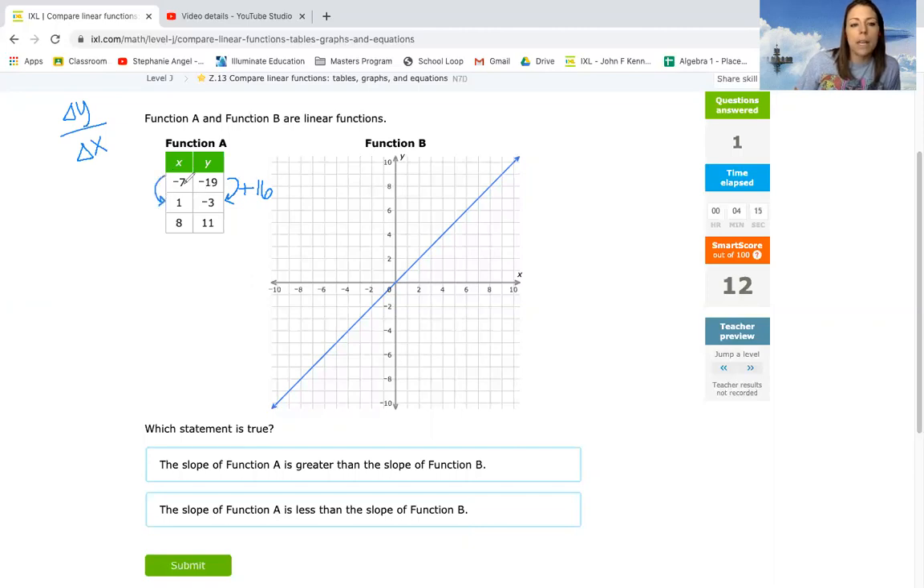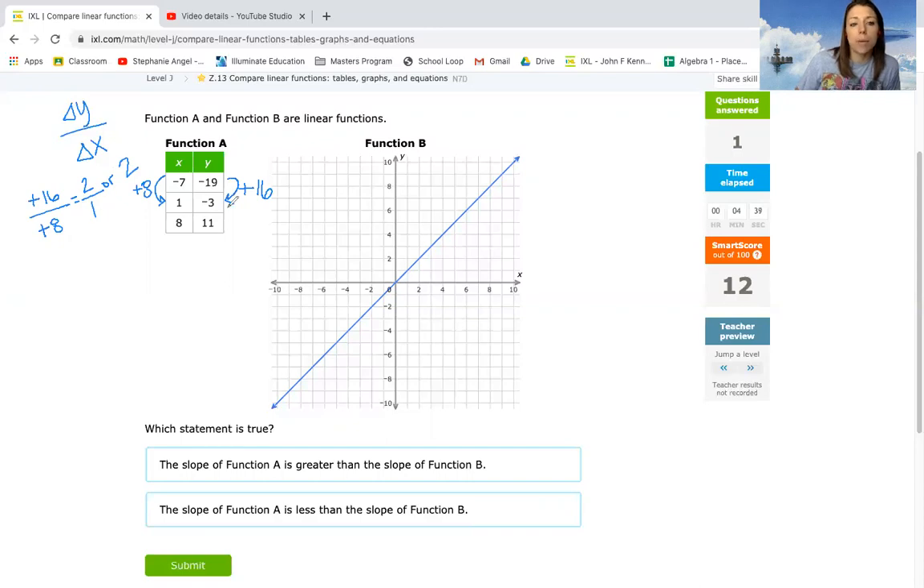How do I get from -7 to +1? Let's see, -7 plus 7 is 0, plus 1 is 8. Do I believe that? Yes, I do. So this is a change of +8. So in this case, my change in y was +16 and my change in x was +8, which simplified is 2 over 1, or just 2.